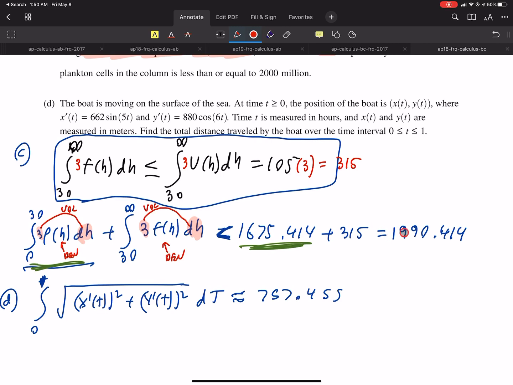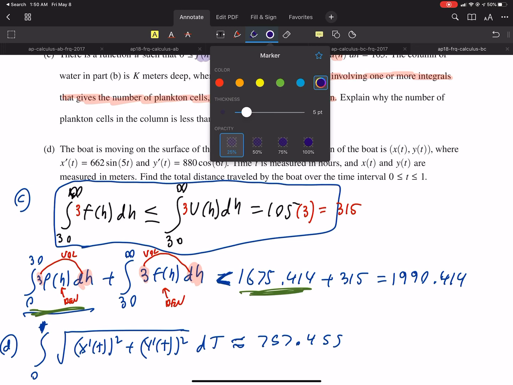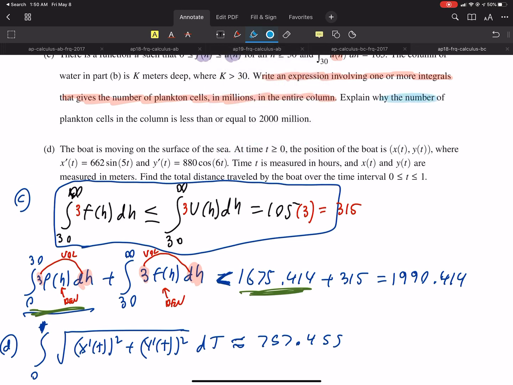When you add these up, you get 1,190.414. And it wants you to prove that the number of plankton has to be less than 2,000 million. Well, this is the number of plankton, and it's less than 1,990.414, or 2,000 million. That's less than 2,000 million. So you can conclude that the number of plankton has to be less than 2,000 million, which I believe is a trillion. So that's part C.